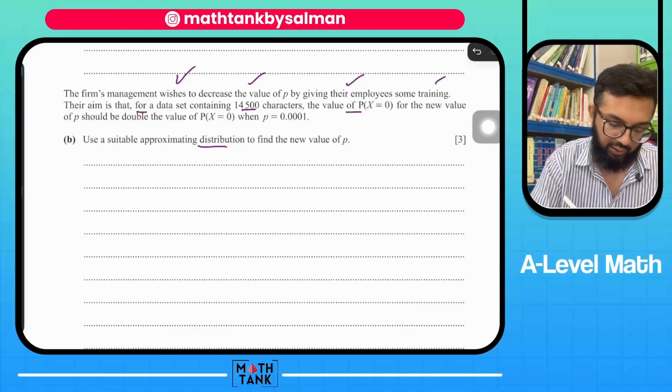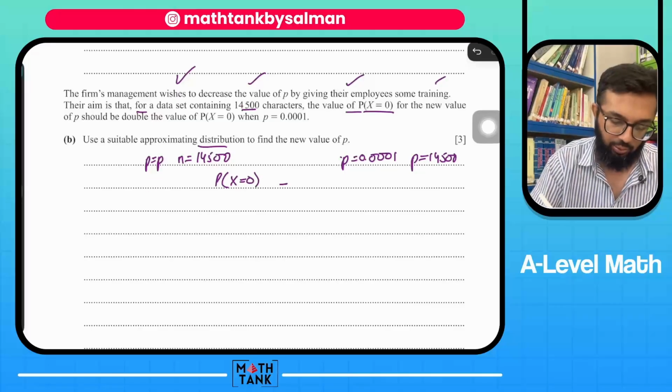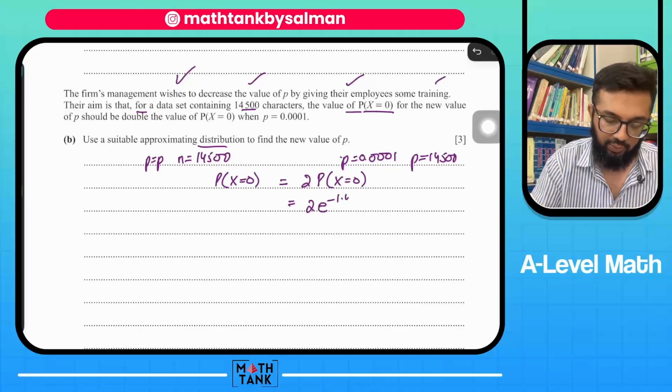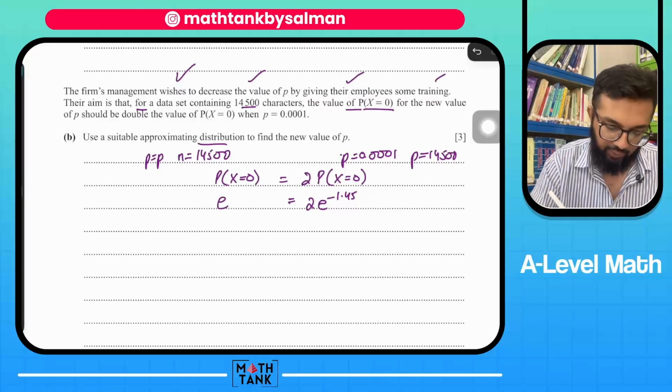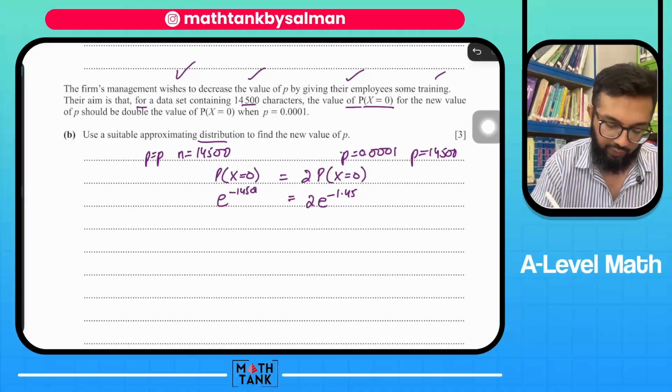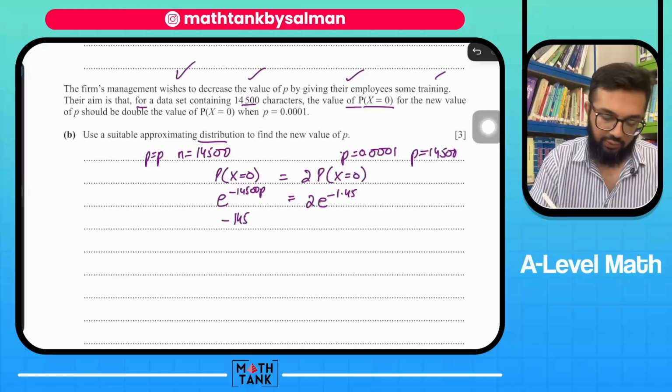At one end, I'm going to say that p is p and n is 14,500. On the other end, I'm going to say that p is 0.001 and n is 14,500. The probability of 0 here should be twice the probability of 0 here. So that was easy, 2 times e to the power minus 1.45. I already have that. When I am doing this, I'm going to say e to the power minus 14,500p, so minus 14,500p equals ln of 2e to the power minus 1.45.